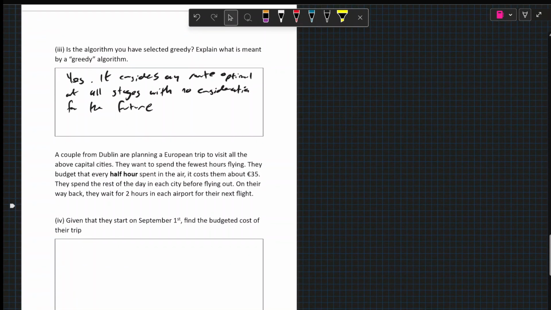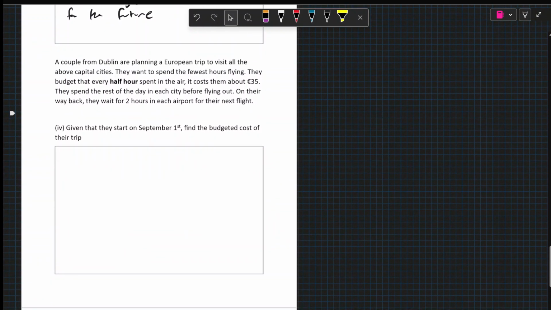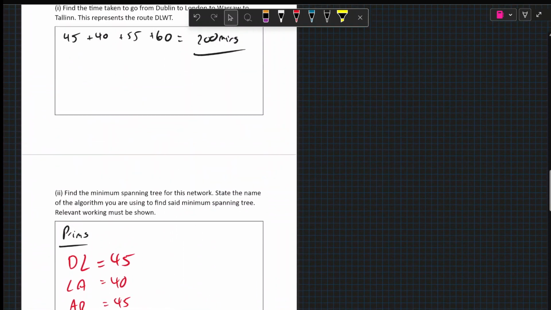Now this is where it gets slightly tricky. A couple from Dublin are planning a European trip to visit all the above capital cities. They want to spend a few hours flying. They budget that every half hour spent in the air costs them about €35. They spend the rest of the day in each city before flying out. On the way back, they wait for 2 hours in the airport for each flight.